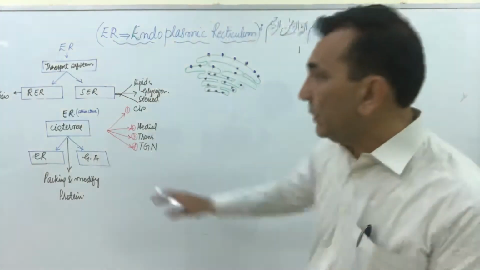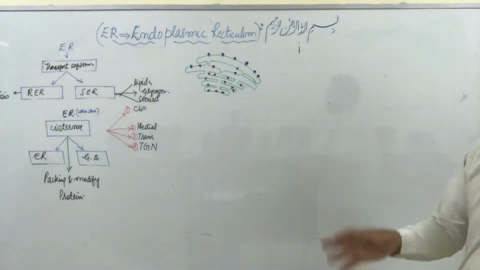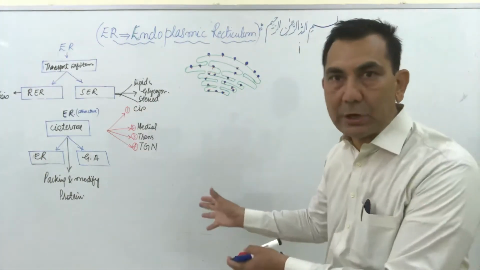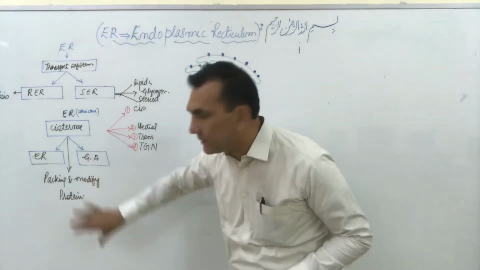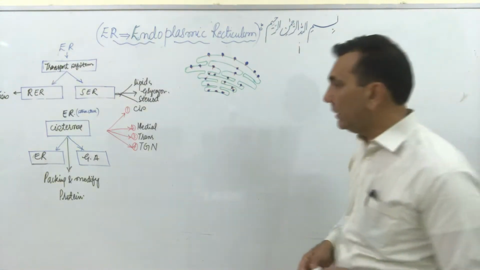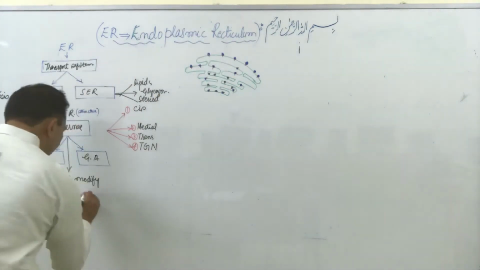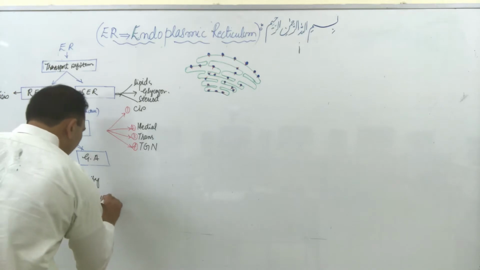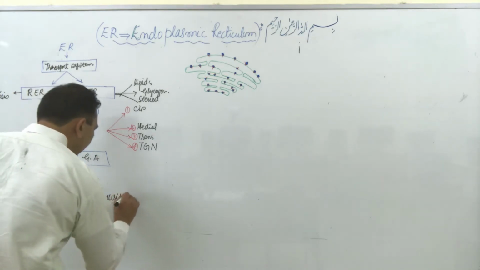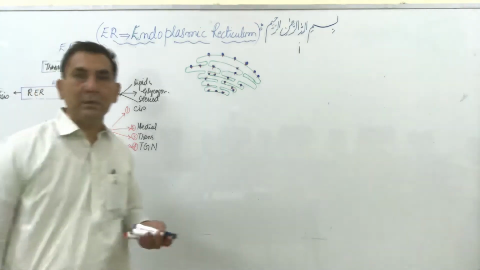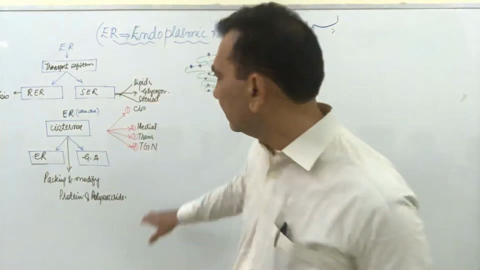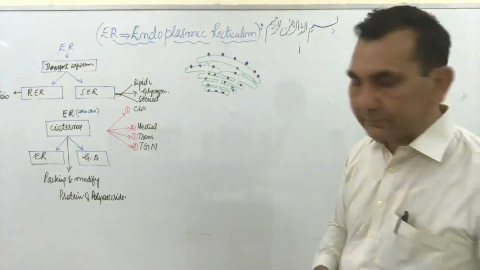This cisternae network, the double membranous network of the endoplasmic reticulum and the Golgi apparatus, what is the main function of this? The main function of this cisternae is the packing and modifying of the protein and polysaccharides. And you know very well, protein is made up of amino acids, and polysaccharide is made up of carbohydrates, the monosaccharides and the glucose.